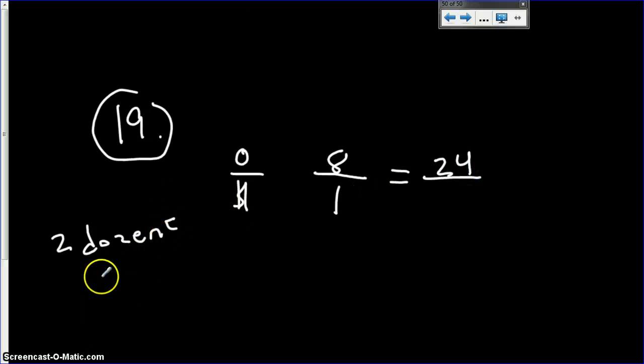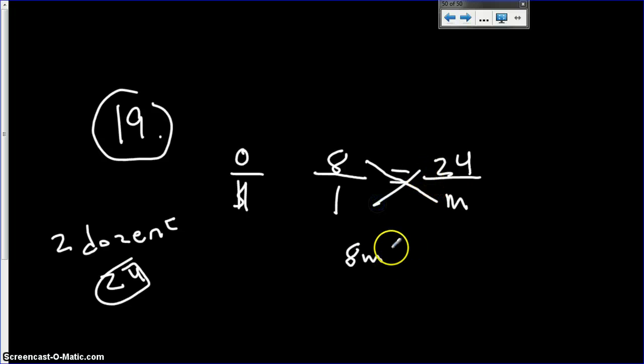So 2 dozen equals 24, if you didn't know that. We want to know how much that is going to cost. So I put the 24 on top because it's oranges, 24 oranges. We want to know money, so let's just put an M for money. You could put an X, it doesn't matter. Well, let's cross multiply. 8 times M is 8M. 9 times 24 is 216. And the inverse of multiplication is division. So we're going to divide both sides by 8.